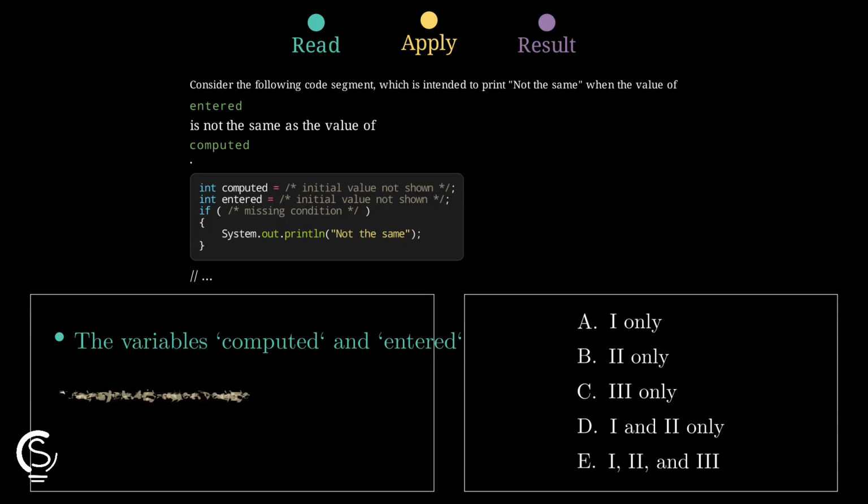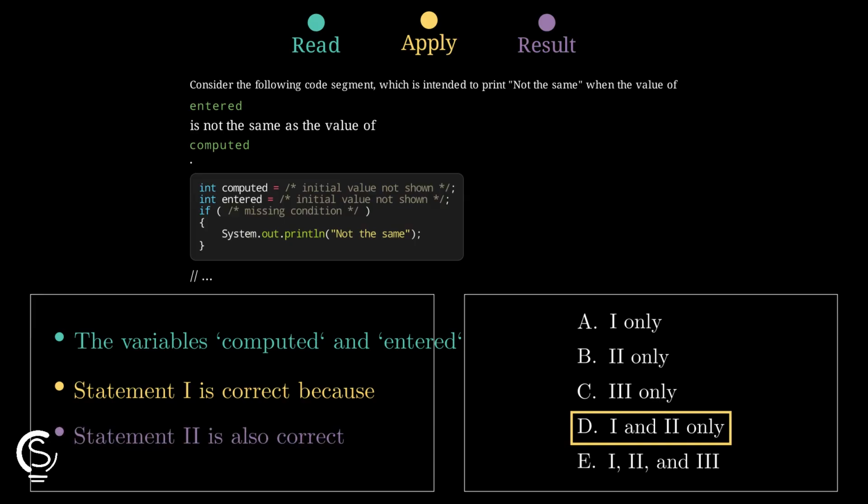Statement 3 fails because primitive ints are not objects and lack an equals method. This makes option D the final winner for this problem.